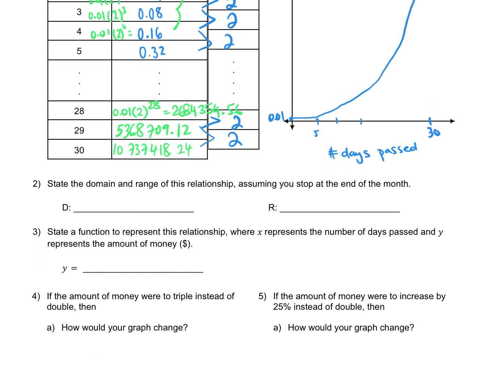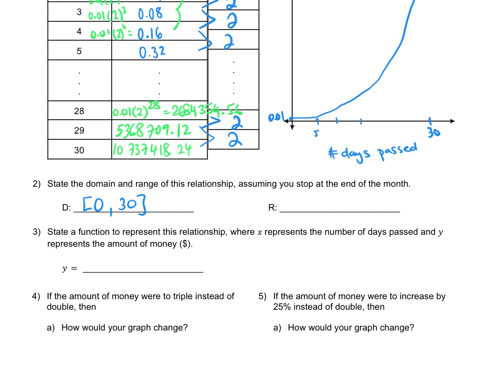Now for the domain. State the domain and range of this relationship, assuming you stop at the end of the month. Now, for a regular exponential graph, the domain would be infinite. However, because we do have a start of day 0 and an end of day 30, that's our domain. Our range is usually from 0 to infinity, not including 0 because there's an asymptote there, which there would be in this case as well.